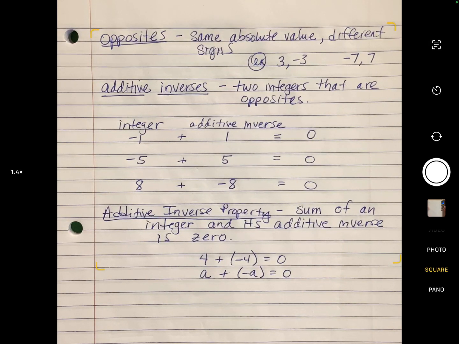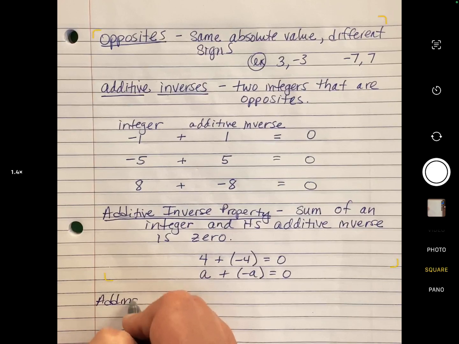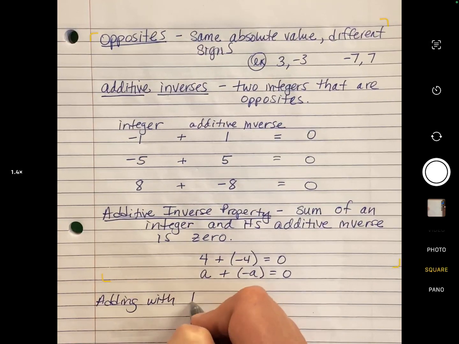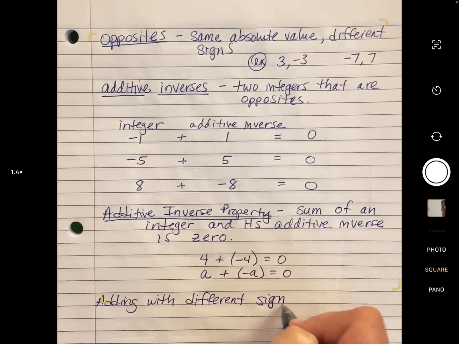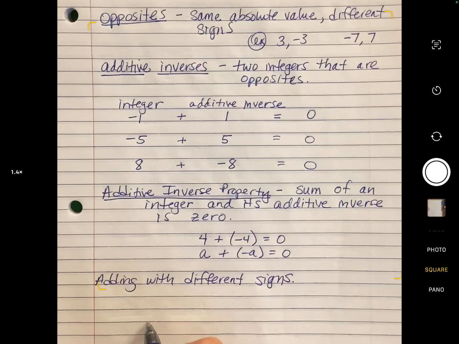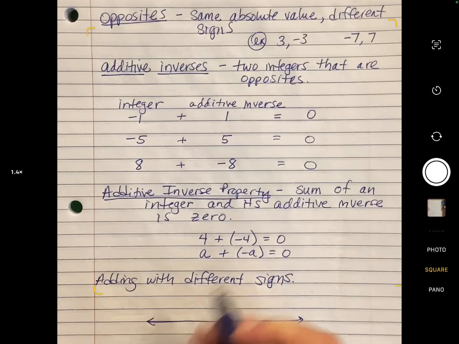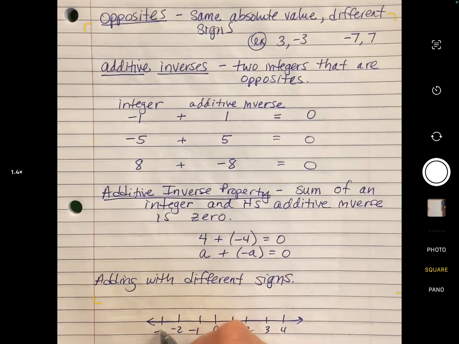This is going to help us when we think about adding with different signs. So let's move on to that. Adding with different signs, meaning one will be positive and one will be negative. Well, again, let's draw ourselves a number line and put some numbers on here. I just went to negative 3 and then all the way to 4.